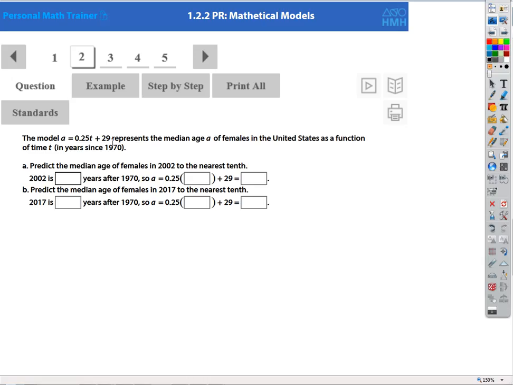All right? So now we got to get some practice at this. Let me write this a little bigger so you can see it. Here's my function. A equals 0.25t plus 29. So which is my input variable here? What do you think? What's my input variable? T is, right. How come? Why is t the input variable? Maybe an easier question is, why would A be the output variable?